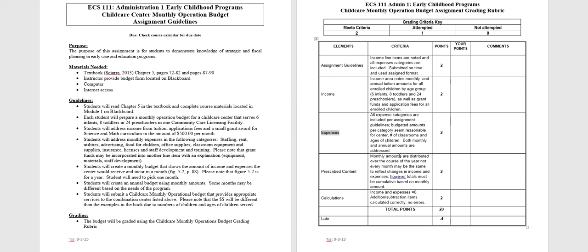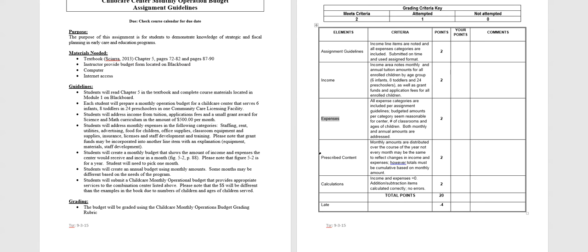So expenses are the categories that I've included in the assignment, so I want to make sure you addressed all those, and that the money that you acknowledge was reasonable. So for example, if you tell me that you're going to rent a building for $100, I'm going to say that's not reasonable. Okay, both monthly and annual amounts are addressed.